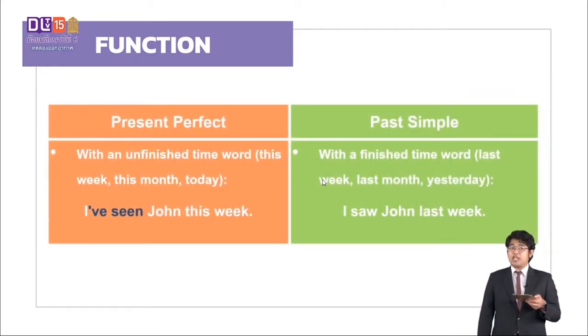For present perfect with an unfinished time word: this week, this month, today. I've seen John this week. For past simple with a finished time word: last week, last month, yesterday. For example, I saw John last week. Okay, next, let's practice.